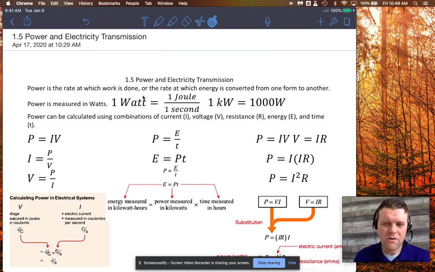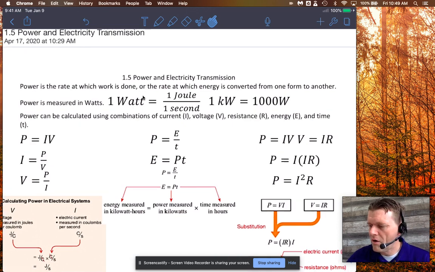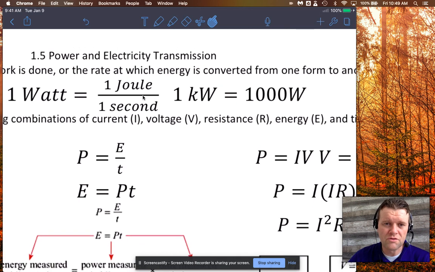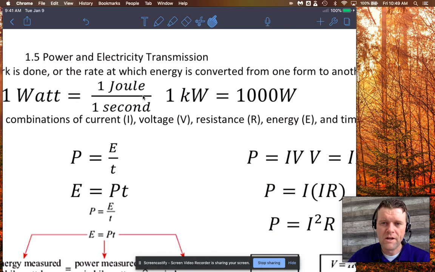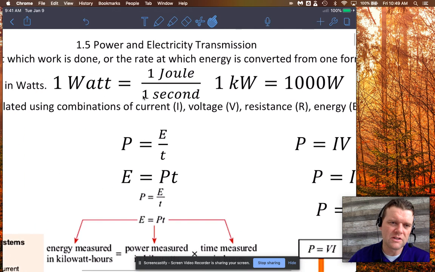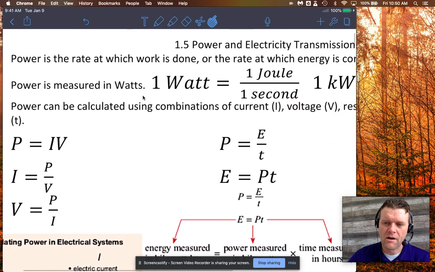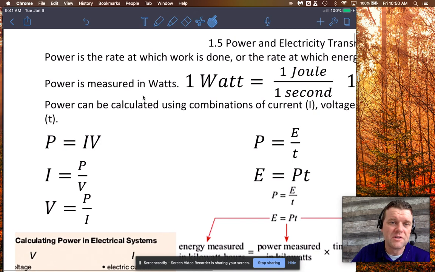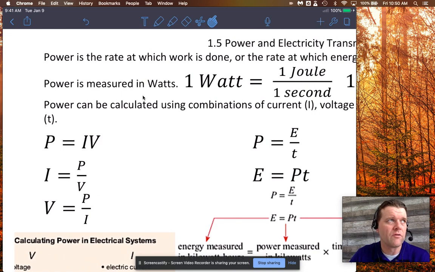Now, power can be calculated in a number of ways, and they involve the aspects of electricity that we've been studying: current I, voltage V, resistance R, and energy, which is E, and then obviously time, because power is the rate at which we use or consume energy. So these are the formulas, and if you've seen them before, awesome, you can kind of fly through this stuff. But if you've never seen them before, just be really patient and don't feel like you have to memorize these formulas. It'll help you, but they're on your formula sheet.